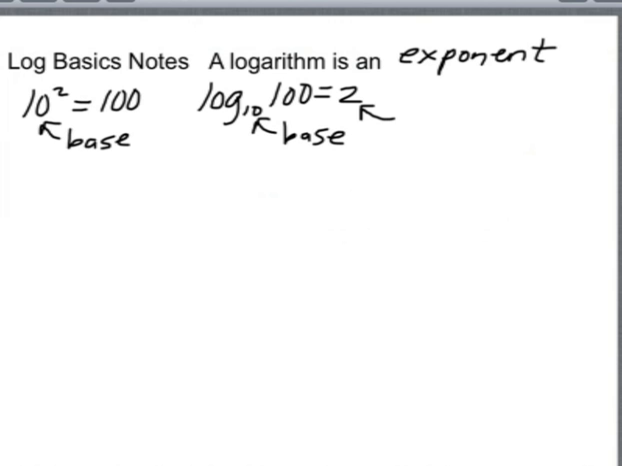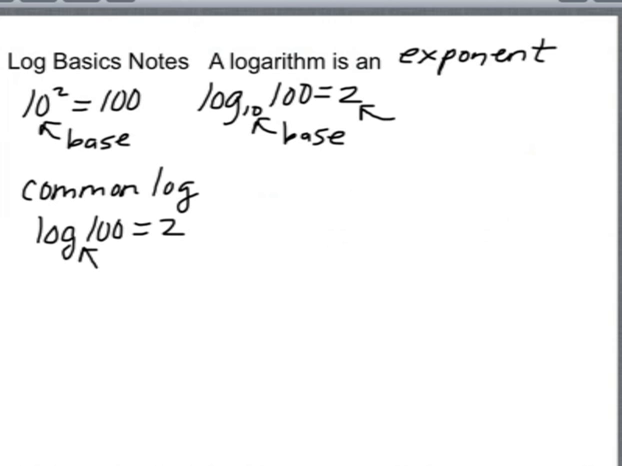A couple of other things I want you to know about logarithms is what's called the common log and the natural log. The common logarithm is log base 10. So we often just write log of 100 equals 2. The base is assumed to be 10 when there is no base written there, just as when we write the square root of x and the cube root of x and the fourth root of x. The square root is just assumed when we write radical x because that is the most common radical.